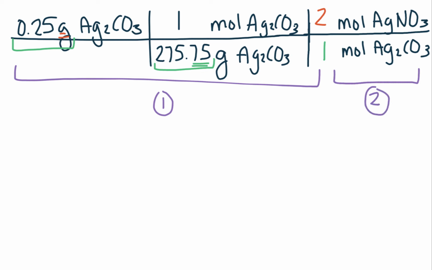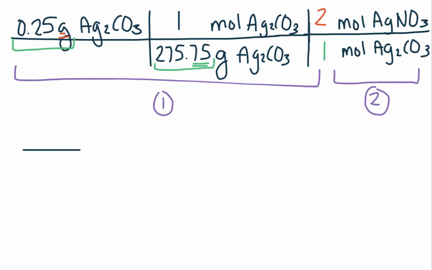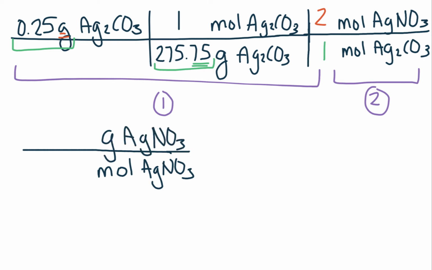The last step is to convert from moles of your goal into whatever unit. The question asks us how much of the limiting reactant there is, so we can convert it into grams. We can convert it into grams by putting the unit that we had, the moles, to grams. And we convert between moles and grams using the molar mass. The molar mass is always some mass per 1 mole, and the molar mass of silver nitrate is 169.87 grams per mole.